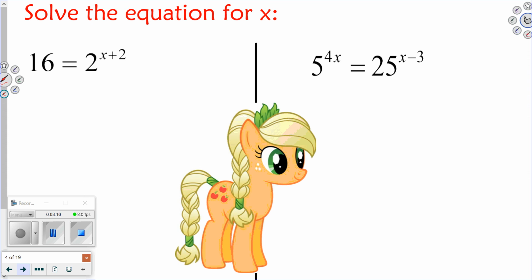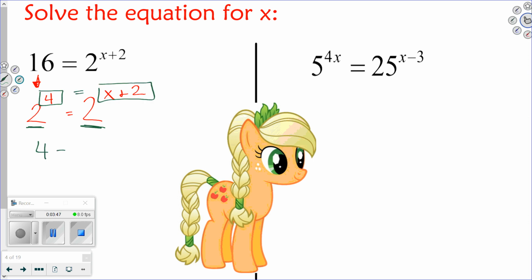Right now the bases are not the same. One's a 16 and one's a 2. So can I change one of them? Yes. Good. 2 to the 4th power is 16. Right, so I can rewrite that. This one's still 2 to the x plus 2. Since these base numbers are the same, and I'm setting these equal to each other, that means their exponents should be equal. So 4 equals x plus 2. So x equals 2.